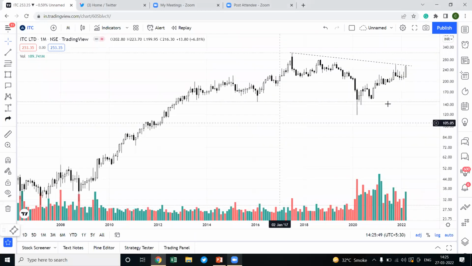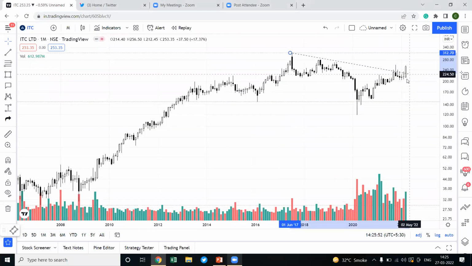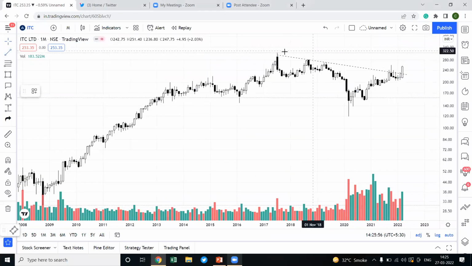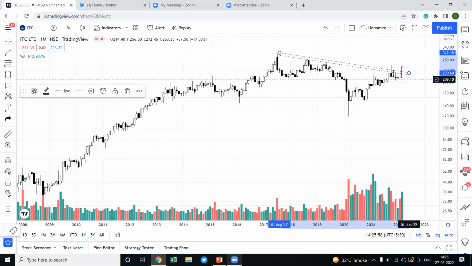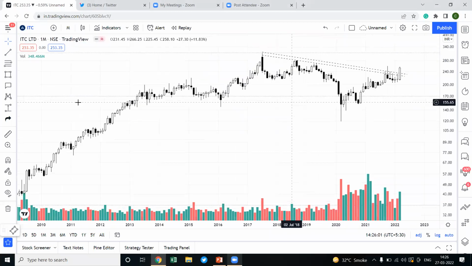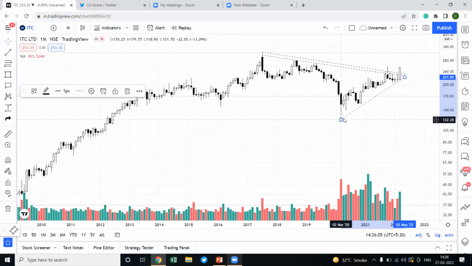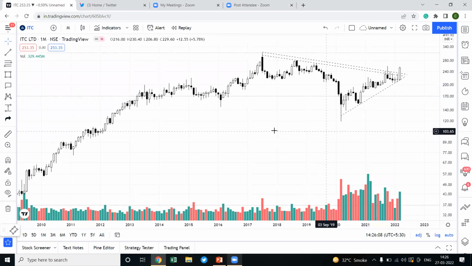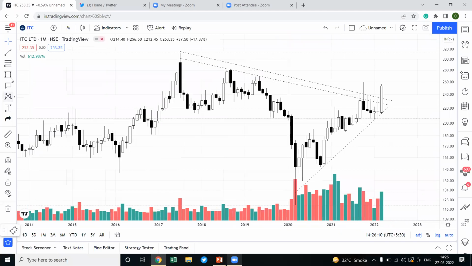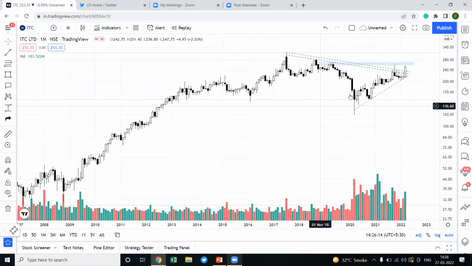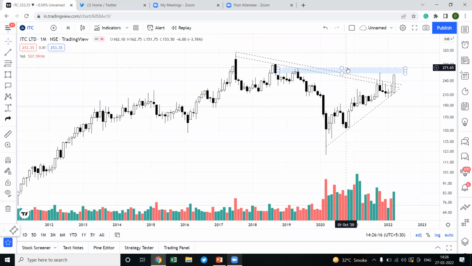Let's look at the weekly chart. On the weekly chart, you can see that the stock is breaking out from a symmetrical triangle formation. I'll just draw the resistance level. So it has a good resistance near the 270 mark.